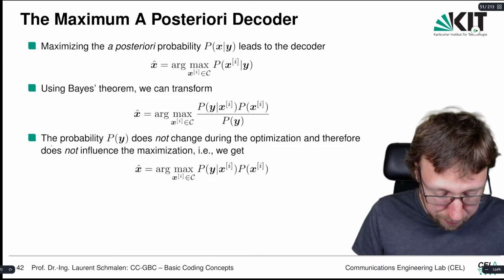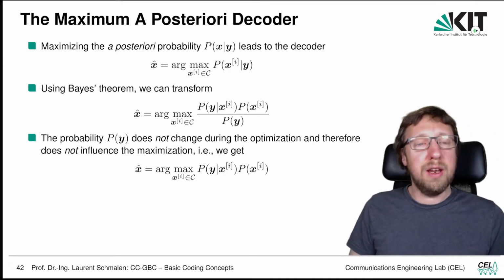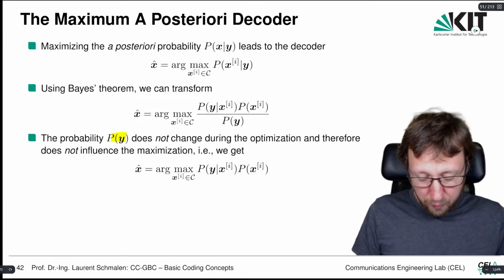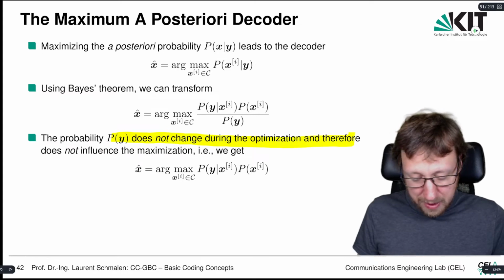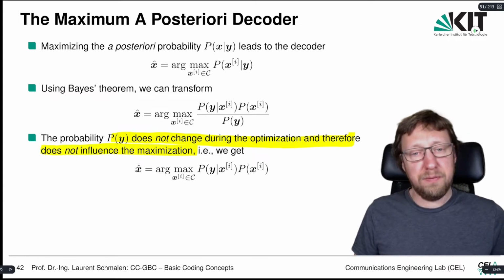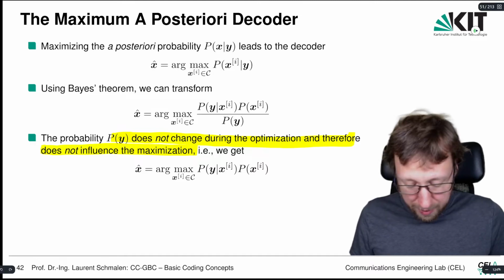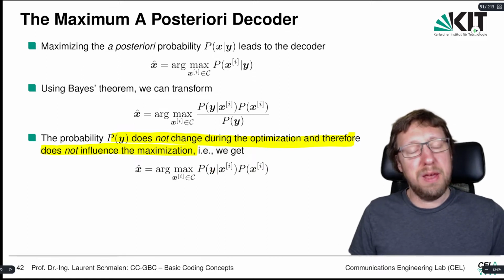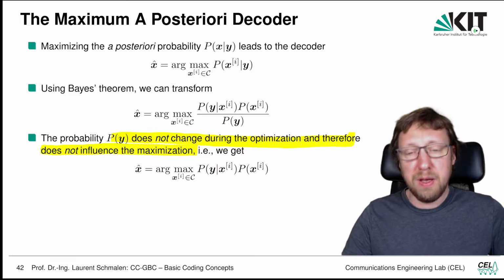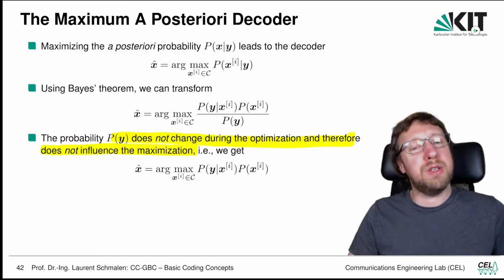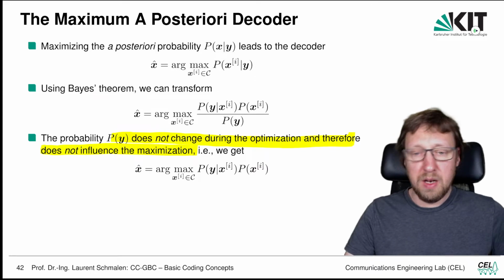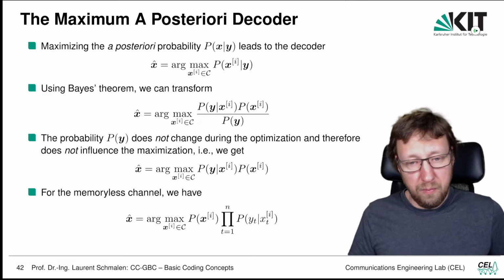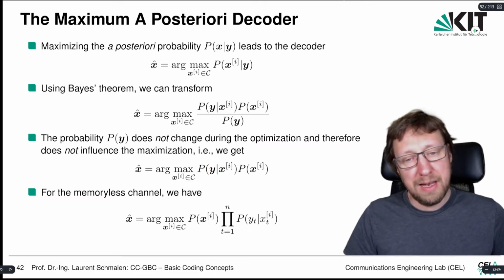This is important to see because that is a trick that we use many times in such decoder derivations. P of Y does not change during the optimization, so it does not influence the maximization. So we have the maximization over P of Y given X times P of Xi. What is P of Xi? That's the probability that we transmit a certain code word.